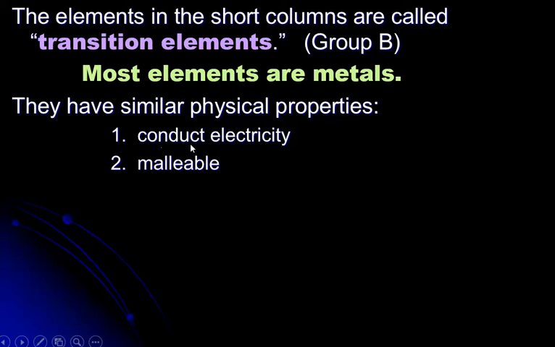The first one is that they do conduct electricity. They have free-flowing valence electrons, which allow electric current to flow very readily, some elements better than others. Number 2 is that they're malleable. Malleable means that's why people like to make jewelry out of metal, because it bends easily. They can pound it into different shapes and mold it to be what they like it to be.